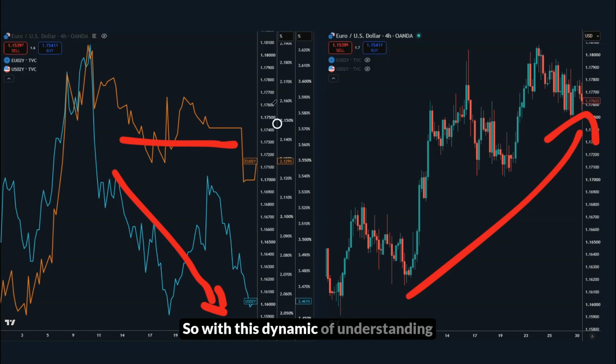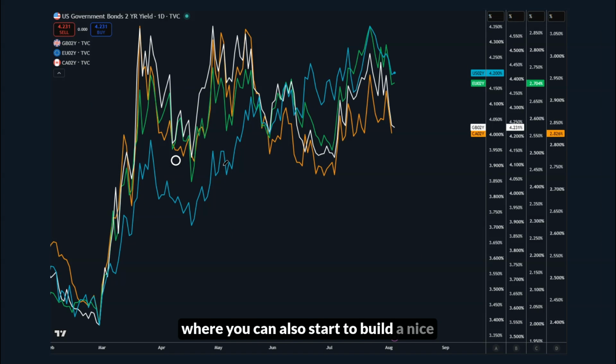So with this dynamic of understanding the relationship between yields in different countries, which makes a currency less or more attractive, is where you can also start to build a nice little dashboard on TradingView with all the 2-year yields from the currency you want to monitor to see which one is performing better and which one isn't. And that quickly gives you a macro bias to study in more depth. It's a starting point essentially. If you see an interesting move in the yields, you go deeper in understanding why the move is occurring.